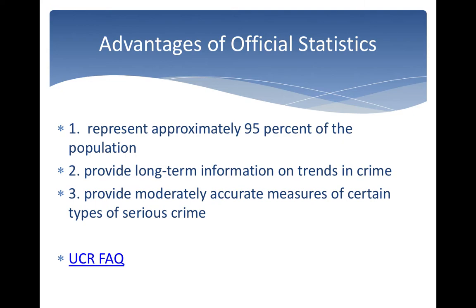So, some advantages of these official statistics. Well, they represent about 95% of the population, and they can provide information on long-term trends. Even though there are flaws with this, the flaws remain the same from year to year, so the trends should still be accurate. They provide moderately accurate measures of certain types of serious crime. And you can see here at the bottom there's a hyperlink, so if you go to the actual slides on Blackboard and click on that, you can find some answers to commonly asked questions about the UCR.